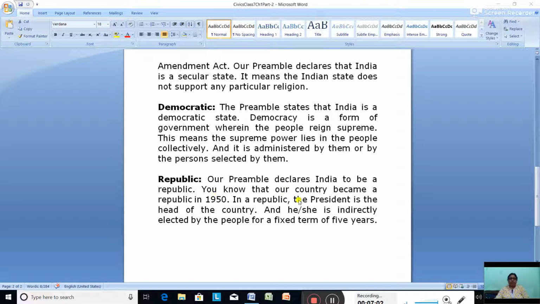You know that our country became a republic in 1950. I taught this to you, no? When the constitution was adopted, our country was declared a sovereign democratic republic. So India became a republic in 1950. In a republic, the president is the head of the country, and he or she is indirectly elected by the people for a fixed term of 5 years.